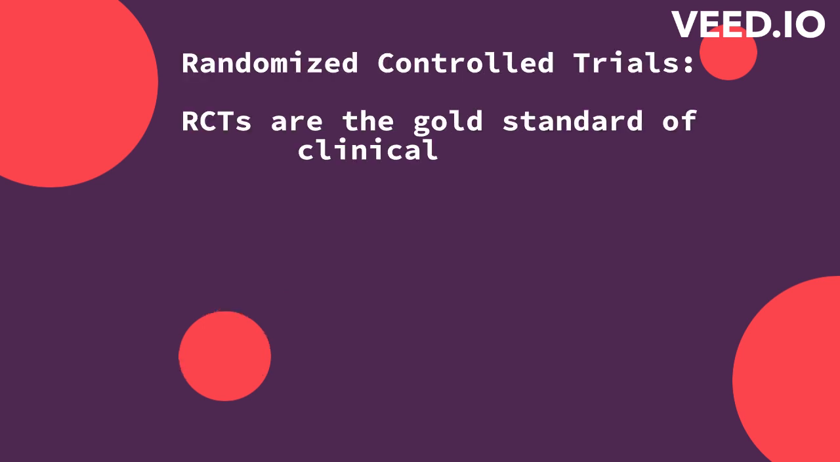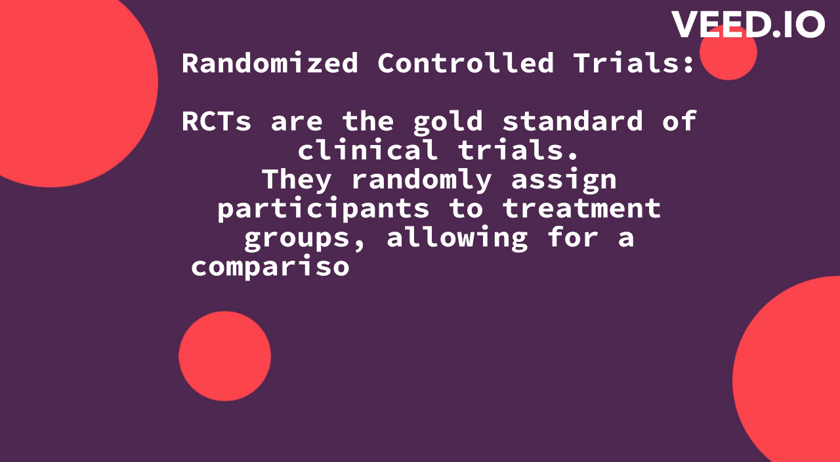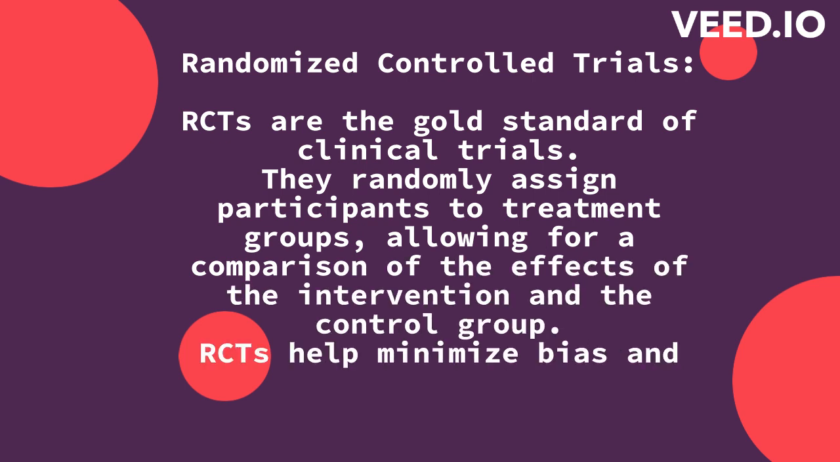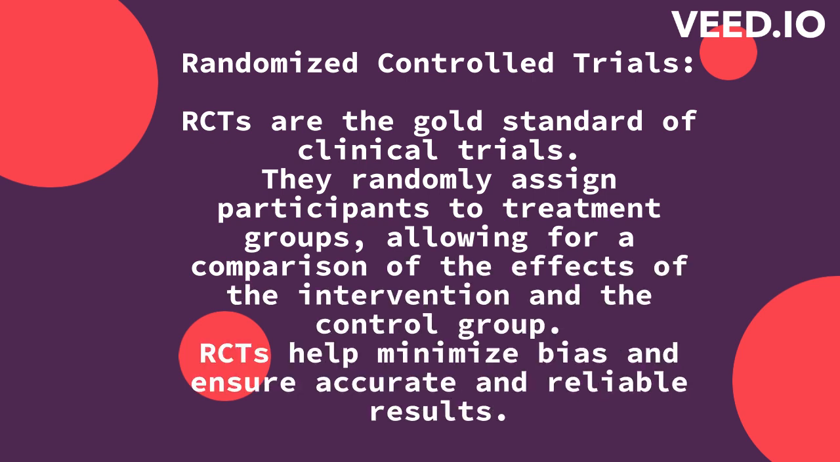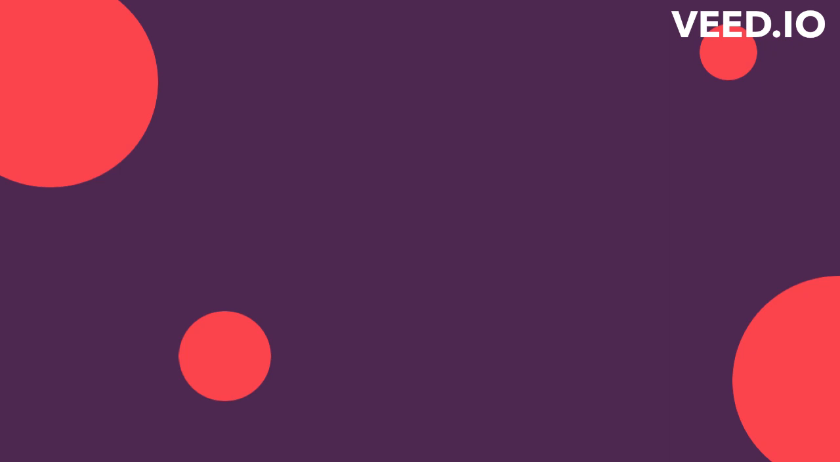Randomized controlled trials. RCTs are the gold standard of clinical trials. They randomly assign participants to treatment groups, allowing for a comparison of the effects of the intervention and the control group. RCTs help minimize bias and ensure accurate and reliable results.